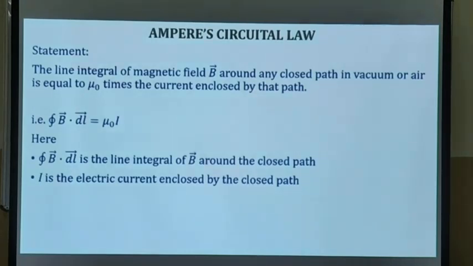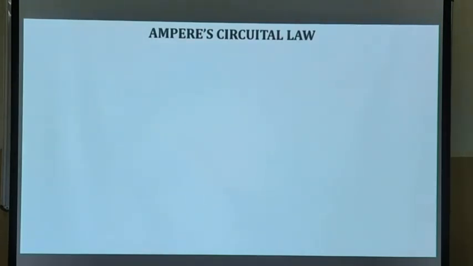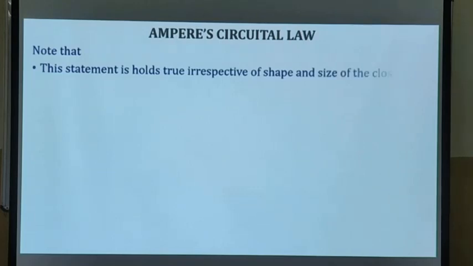So accordingly, let us move on to the proof of Ampere's circuital law. But prior to that, let me just make a quick reflection on where and how this particular law can be utilized and where it is applicable. This particular statement holds true irrespective of the shape and size of the closed path. As I was explaining to you earlier, circular closed path, square closed path, it can be any particular shape. So irrespective of shape and size, this law can be very easily applied.